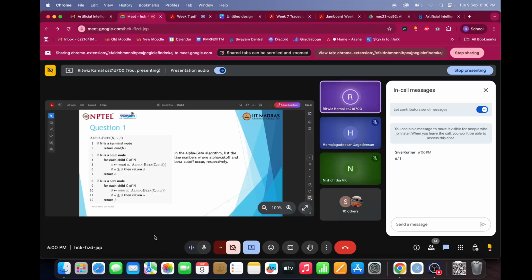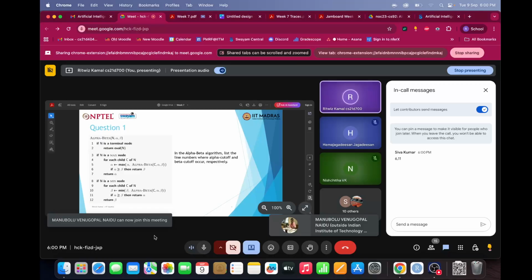Okay, so we have an answer in the chat box: 6 and 11. That is correct. Lines 6 and 11 are in fact the places where the alpha cutoff and the beta cutoff happen. But can you also pinpoint which of these is the alpha cutoff and which is the beta cutoff?